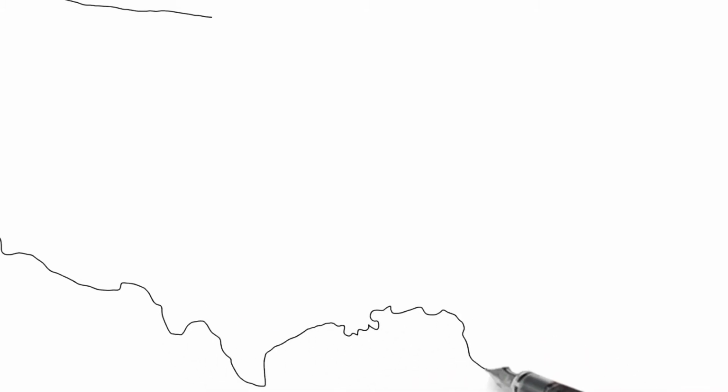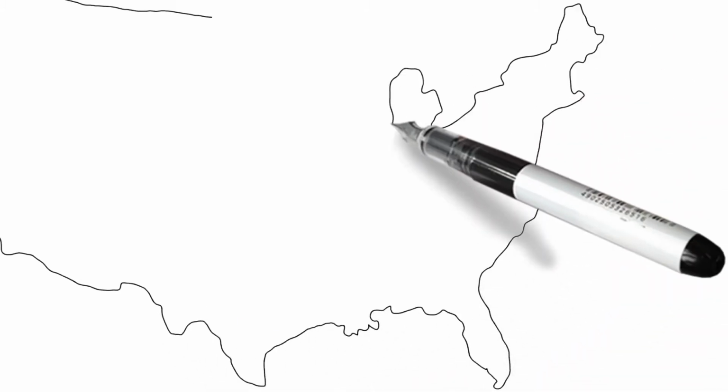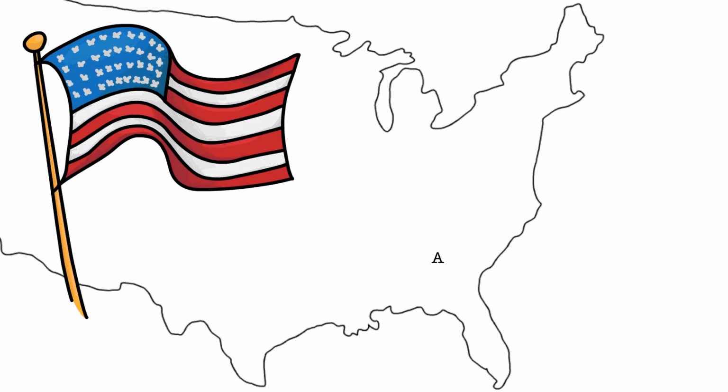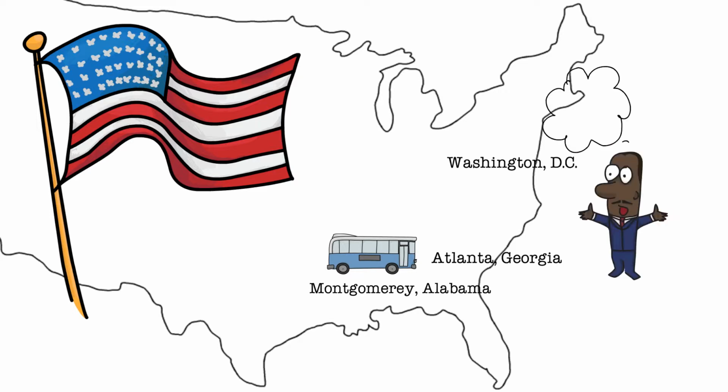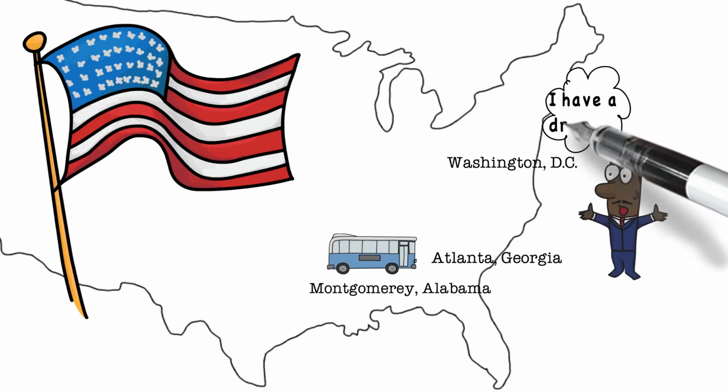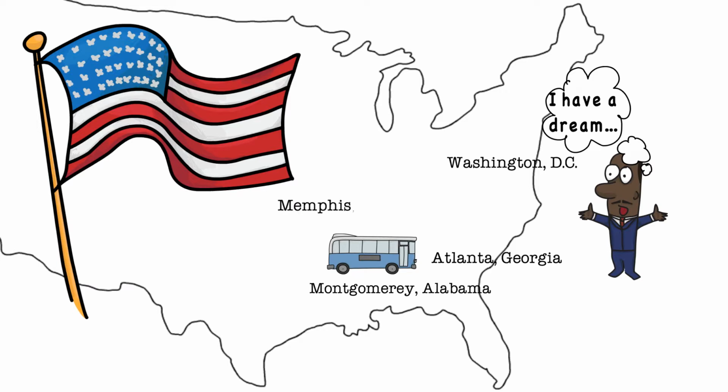Well, important parts of Dr. Martin Luther King's life happened in different states all around America. Remember, he was born in Atlanta, Georgia. He helped Rosa Parks in Montgomery, Alabama. And he gave his big I Have a Dream speech in Washington, D.C. The sad part was when he died in Memphis, Tennessee. Wow, Dr. King traveled a lot.